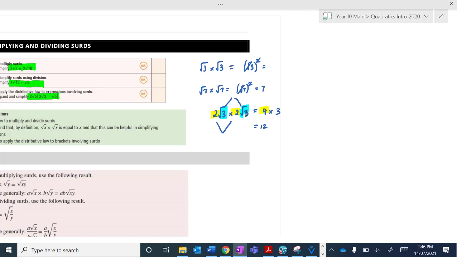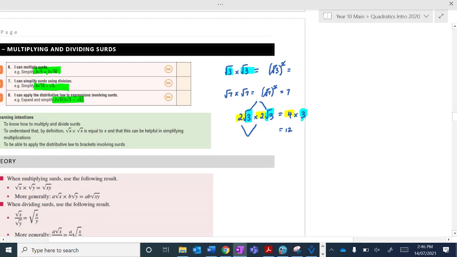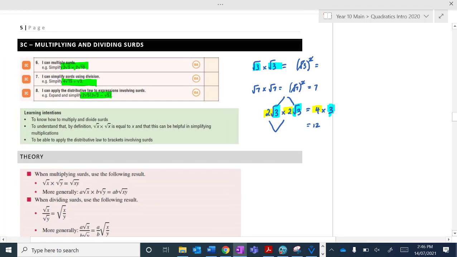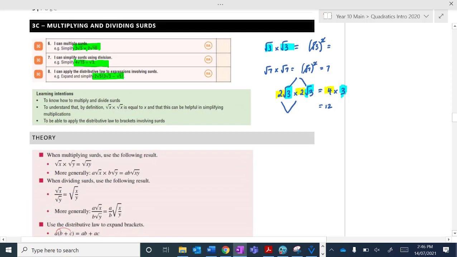But root 3 times root 3 is 3. And can you see there, by breaking it up into two separate problems, we're making our life a little bit easier. If you can recognise that root 3 times root 3 is 3, and we know 2 twos are 4, then this is going to make your life a lot easier. That's why I'm talking about this to begin with, because if you can grasp those concepts and bring those two together, then you're going to have a good time with things.